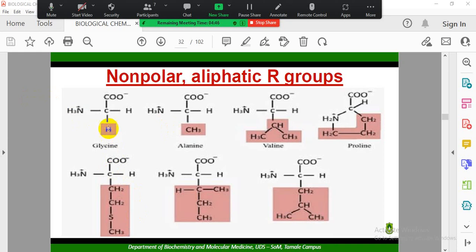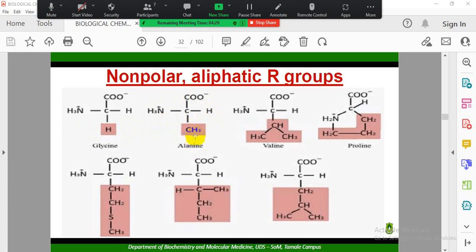So we have the side chain to be H, that's for glycine. Alanine, side chain is CH3. Like I told you, the amino group will be the same, the carboxyl group will be the same, the hydrogen will be constant, but the side chain, which is R, will be changing. And that is what classifies or differentiates one amino acid from another amino acid.